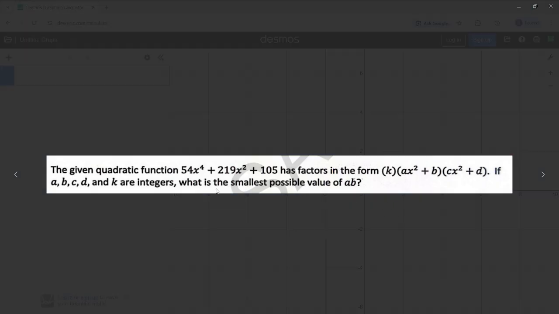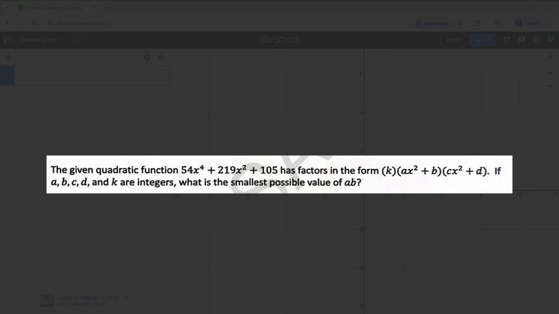I have sent this question to the channel, and I think most of you could not solve it. Let's solve it now. We will only use Desmos. That is the best part. It is the safest and arguably the fastest way of solving this question.